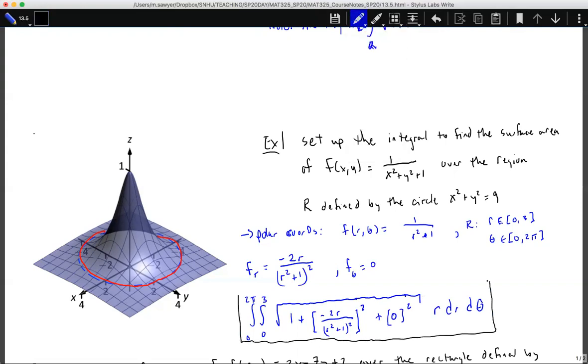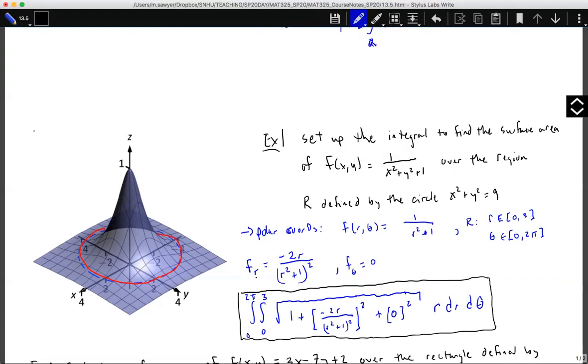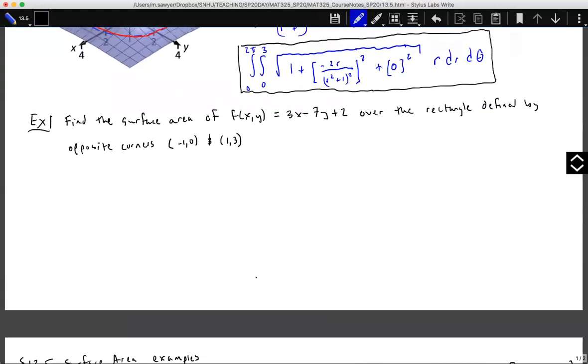Notice that this looks a little bit tricky to solve, and often with surface integrals, we use technology to solve it. So let's look at a function that's a little bit easier to solve by hand. Let's find the surface area of f of xy equals 3x minus 7y plus 2 over the rectangle defined with opposite corners at the points -1, 0 and 1, 3. So we know that our region is defined as a rectangle. So x goes from -1 to 1 and y goes from 0 to 3. So that's our region here.